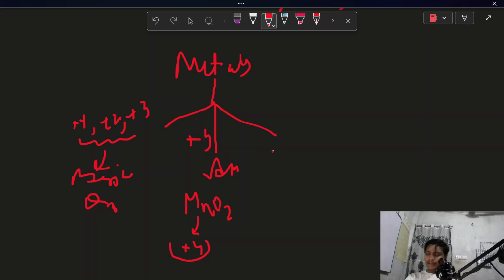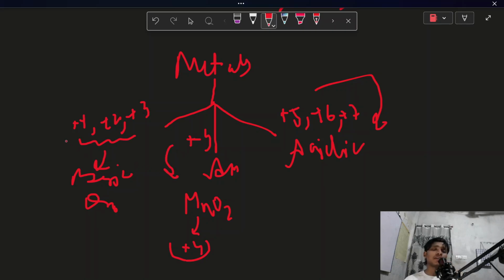Next is acidic oxide. When the metals are in +5, +6 and +7, they form what we call acidic oxides. So this is also something that you can remember, right? Oxides of metals in +5, +6, +7 are acidic, +4 oxide of metal is amphoteric, and +1, +2 and +3 oxides of metals are basic, right? So that's it. The example can be very simple: CrO3 is +6 and it's acidic.